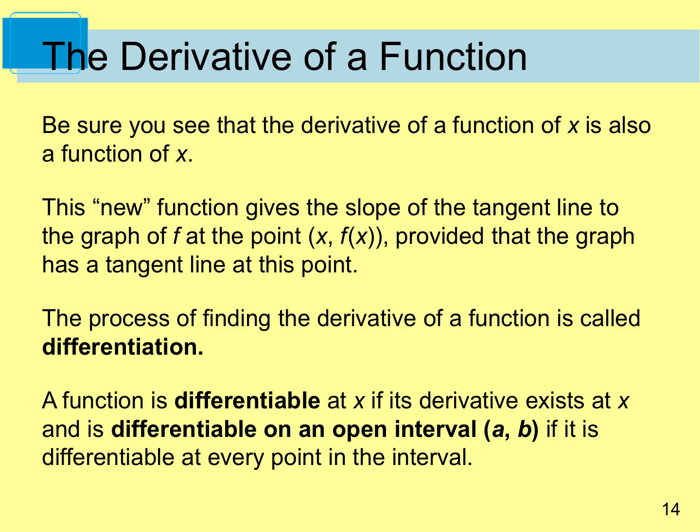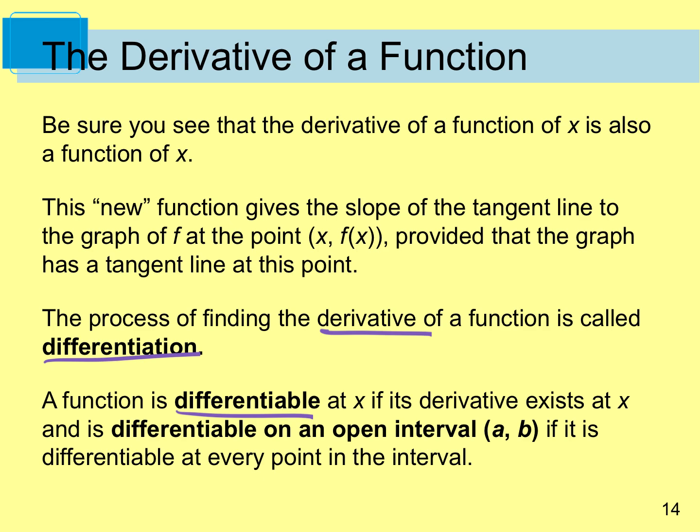So this new function gives the slope of the tangent line to the graph of f at the point x, f of x, provided that the graph has a tangent line at this point. The process of finding the derivative of a function is called differentiation. A function is differentiable. So again, same thing. A function is differentiable at x if its derivative exists at x, and is differentiable on an open interval if it's differentiable at every point on the open interval.